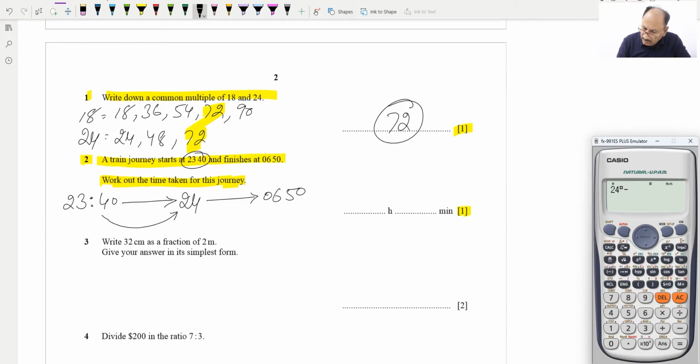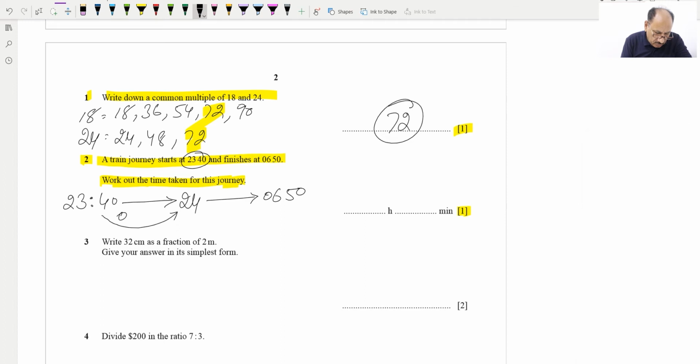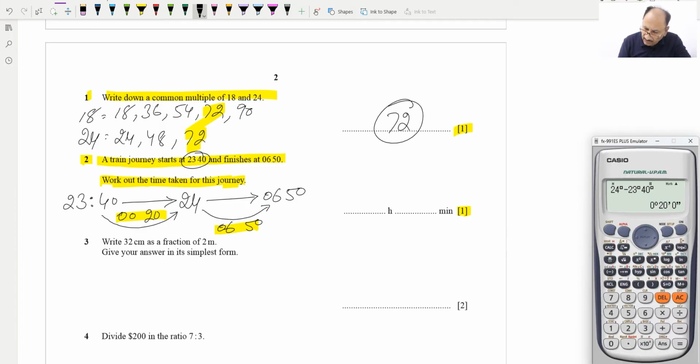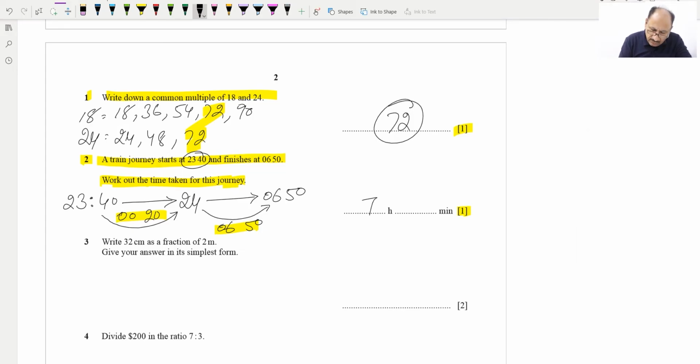First, 24 hours minus 23 hours and 40 minutes gives us 20 minutes, so 0 hours and 20 minutes. Then from midnight to 06:50 is 6 hours and 50 minutes. Now we add these two intervals using the calculator: 20 minutes plus 6 hours and 50 minutes is equal to 7 hours 10 minutes. So our answer will be 7 hours and 10 minutes. This is for 1 mark.